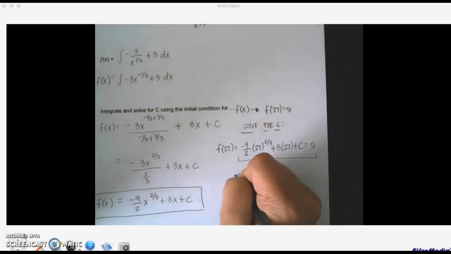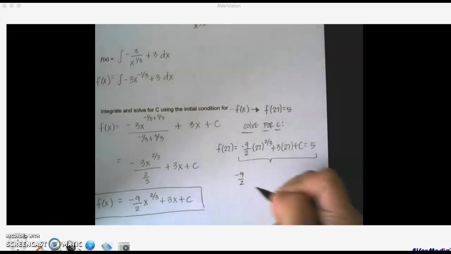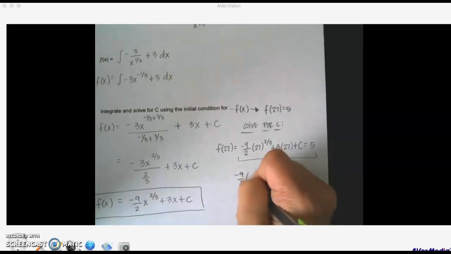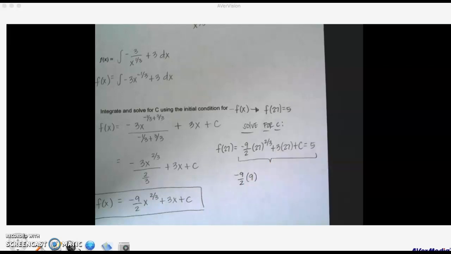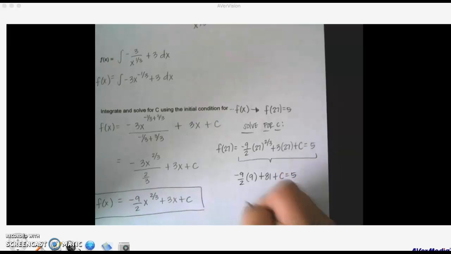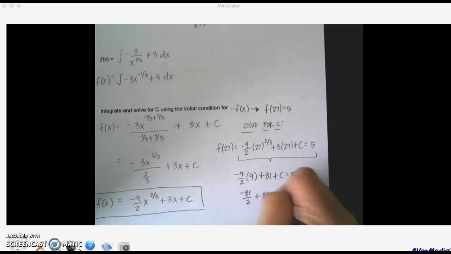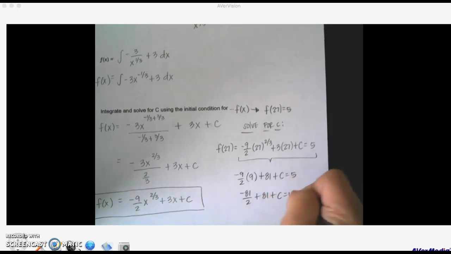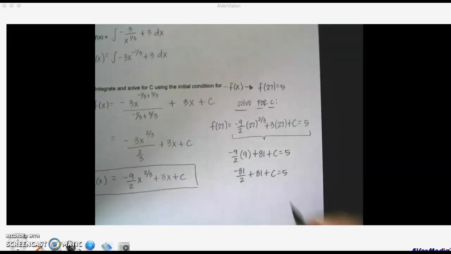So then we have negative 9 over 2. 27 to the 2/3 is 9. 3 times 27 is 81. So we're just going to work that out. When you solve for it, you'll get that c is equal to negative 71 over 2.